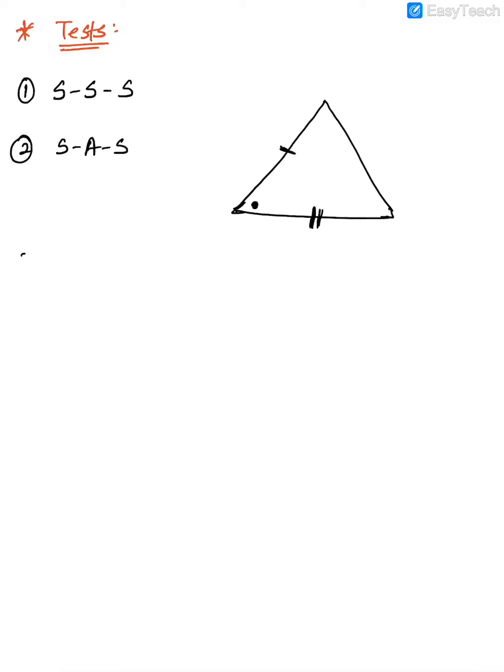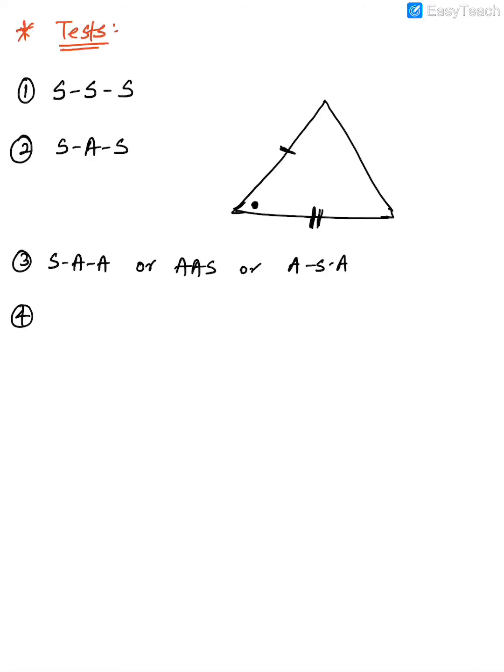Then number 3 is side angle angle, or it is also written as angle side angle, or some also write it as ASA. So if two angles and a side are congruent, then those two triangles are considered to be congruent.